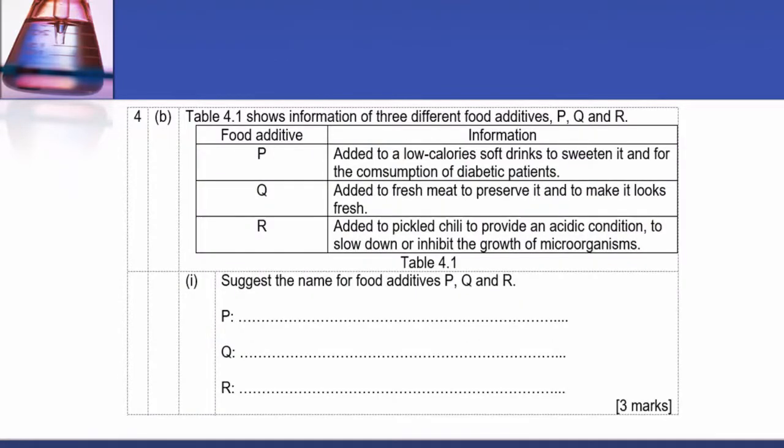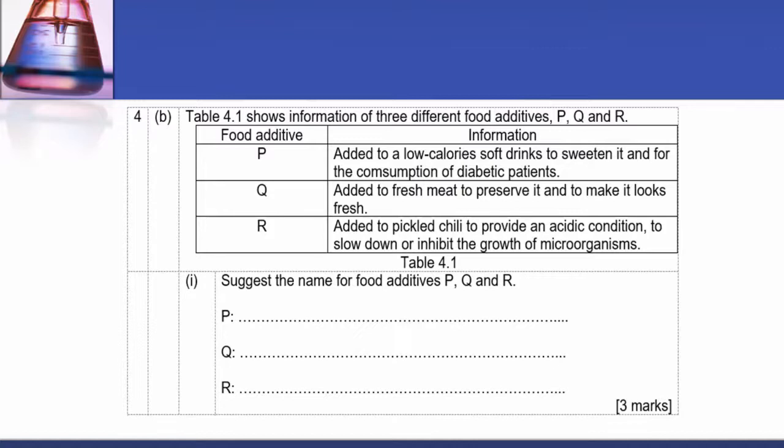Table 4.1 shows information on 3 different food additives P, Q, R. Food additive P is added to low-calorie soft drinks to sweeten it and for the consumption of diabetic patients. Food additive Q is added to fresh meat to preserve it and to make it look fresh. Food additive R is added to pickled chili to provide an acidic condition to slow down or inhibit the growth of microorganisms. Suggest the name for food additive P, Q, and R.